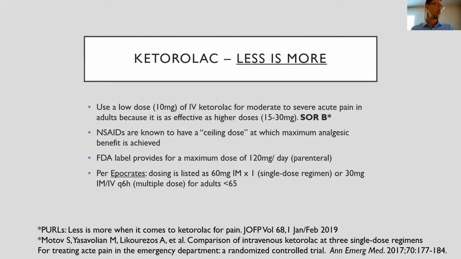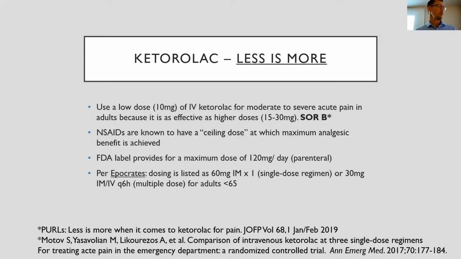So if you pull up Hippocrates right now, and I'm getting ready to dose Toradol, how do I dose that? You pull it up, it's going to tell you 60 milligrams IM times 1. It's going to tell you that you can do 30 milligrams every 6 hours, at least for younger patients, lower than 65. But I'm telling you, you probably do not need that high a dose, and your patients don't benefit from that high a dose either. The FDA label allows you to go up to 120 milligrams per day.